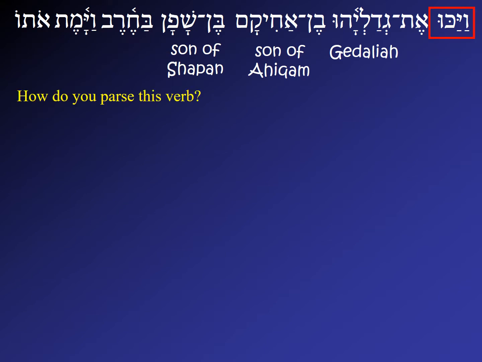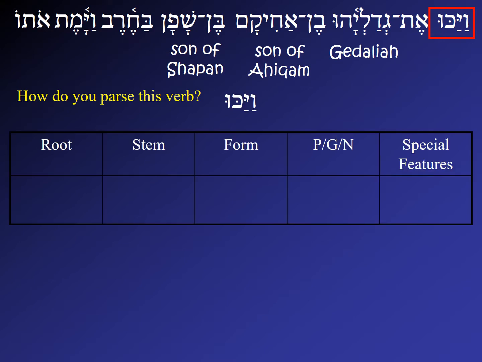Okay, so now we come to our verb, vayaku. If we want to parse vayaku, we can begin, of course, with the special features, which is fairly obvious here. So you have vav and a patach, and then you have a double. So we're looking at a vav conversive form. Now, of course, it's easy to get the form once you know it's vav conversive, because vav conversives are always prefix. So here you see the prefix yod, and you also see the prefix complement shurek. And this is the indicator then of prefix and third masculine plural. So we're looking at a vav conversive, third masculine plural form.